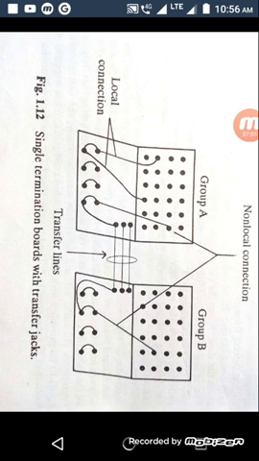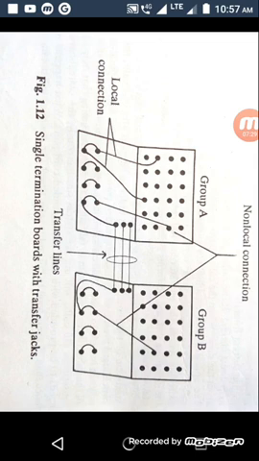In a non-local system, the tracking lines or transfer lines are connected from group A to group B. That's why it is called non-local connections. Local connections are connected internally, and non-local connections are connected externally from group A to group B, or say from one place to another place.